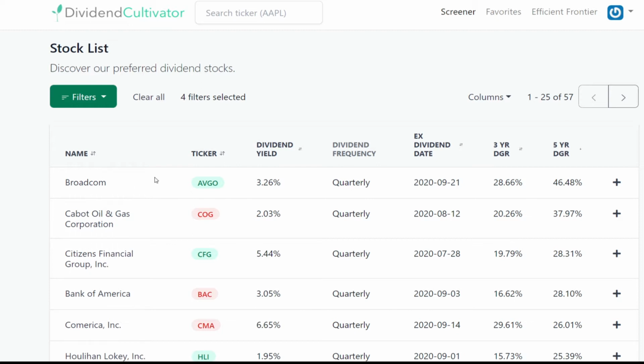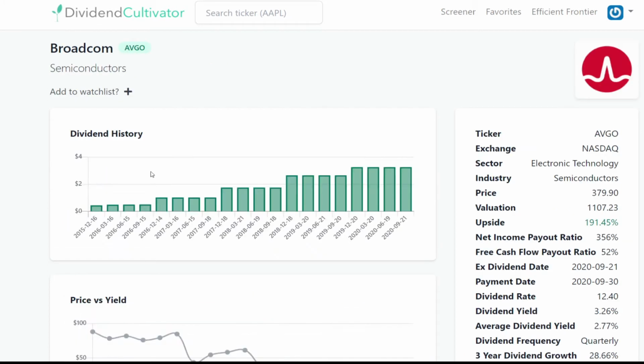Yeah, so as you can see here, Broadcom is a pretty big dividend growth paying stock right now. The last 3 years they've been increasing their dividend by 28%. The last 5 years it's been 46%. So let's go ahead and take a look at that and see what that's all about. It's a part of the NASDAQ. It's in the electronic technology sector, industry of semiconductors.